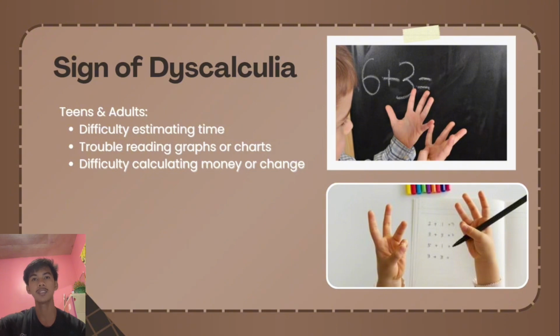As an individual grows older, the challenge continues. Teenagers and adults with dyscalculia may have difficulty estimating time, reading graphs or charts, and calculating money or change. These difficulties can affect daily life, not just academic performance.